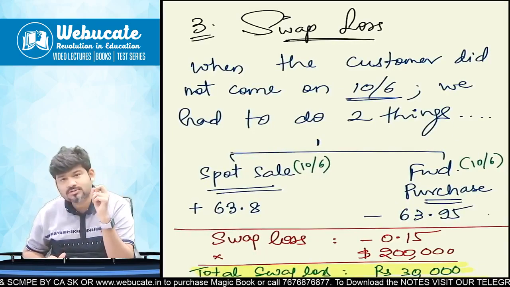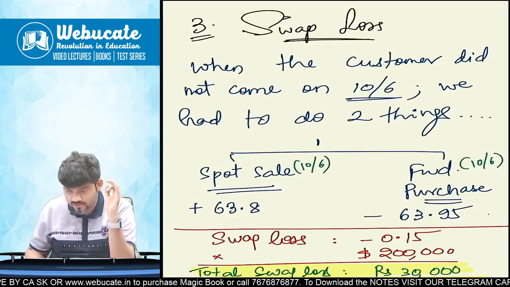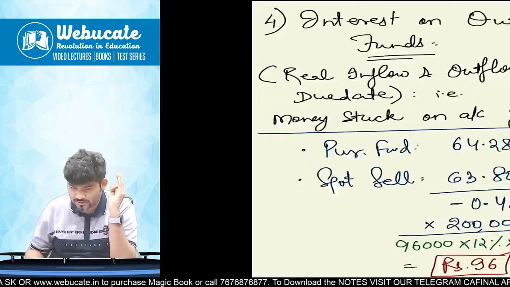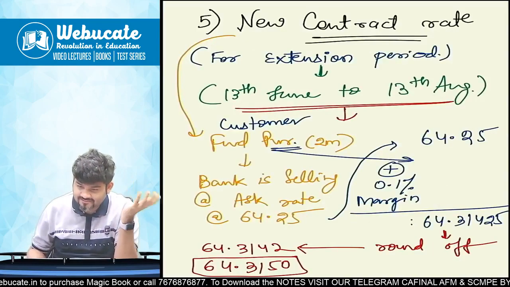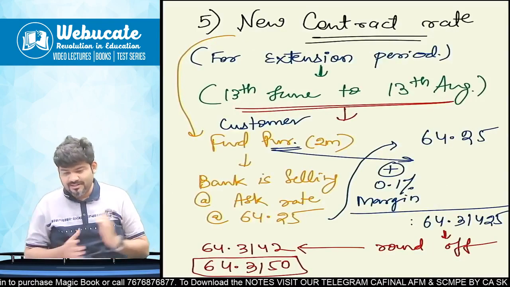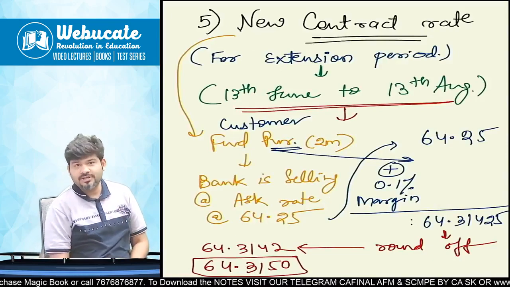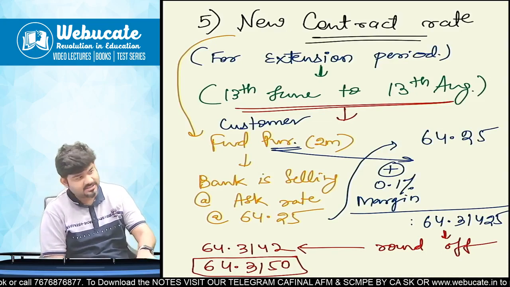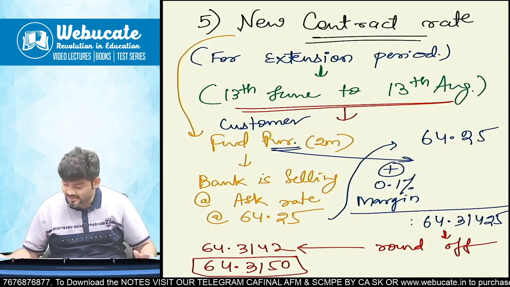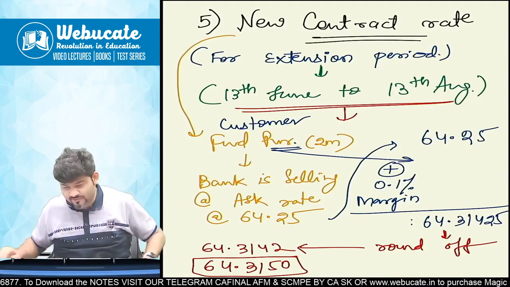So that was a swap loss. That was an interest on outlay of funds. And then finally, the new contract, that was pretty easy. That was from 13 June to 13 August. Sure. With this, we complete the whole concept of fate of forward contracts.